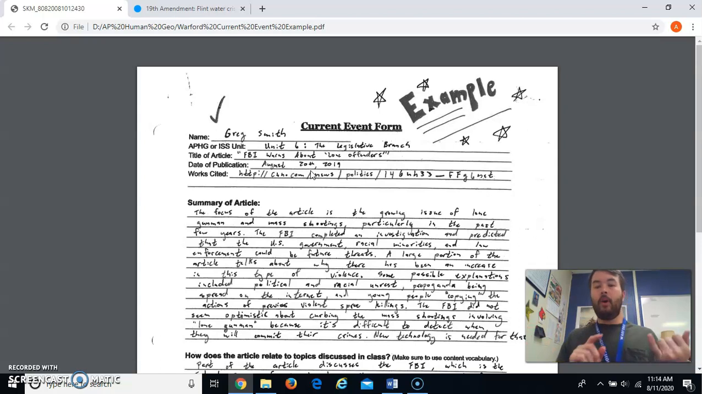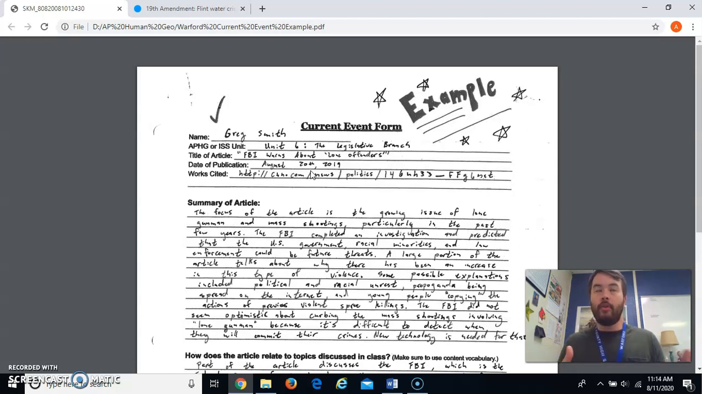Remember, always cite the source. Always show what you know when you relate it to content or relate it to class. You got to write it, and you need to upload it into Google Classroom. If you have issues with Google Classroom, you can email it to me. When we're in person, you can just give it to me. Put it in my homework box that I have.